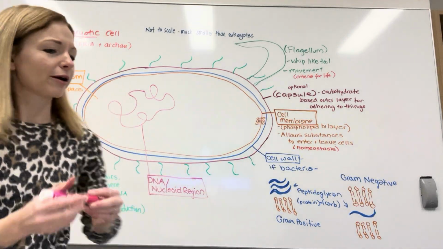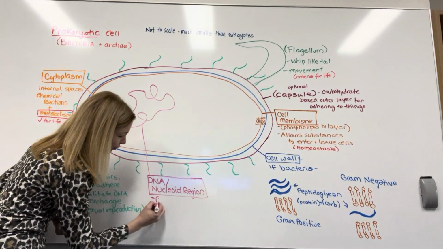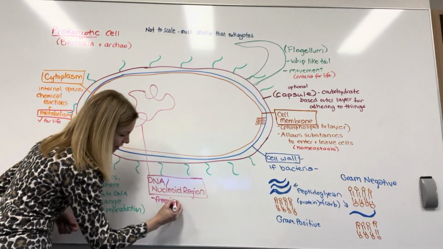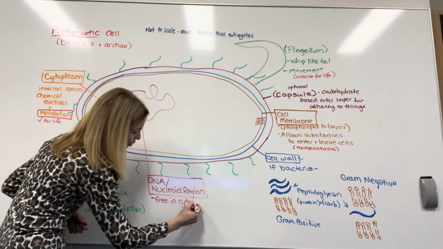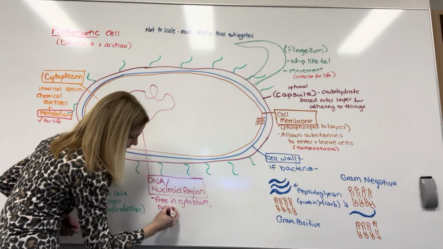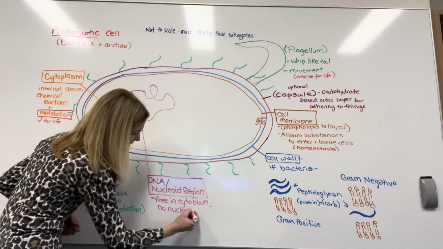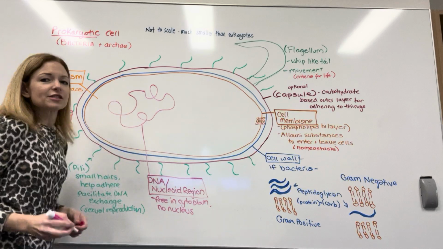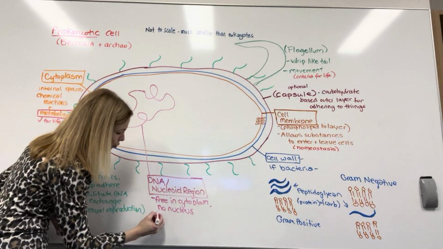Sorry, every time I get a marker, I have to come straight across it. So it's free in the cytoplasm. So in other words, not in a nucleus. The other thing that we noticed is that it was continuous. So it was one circular loop.